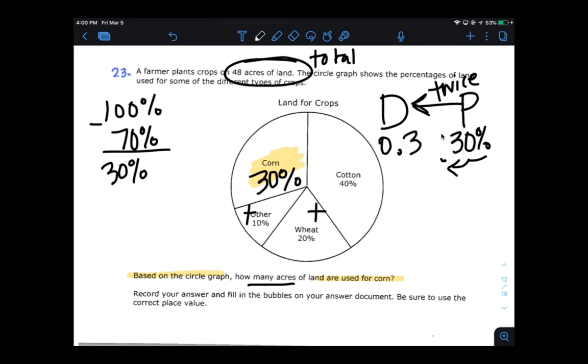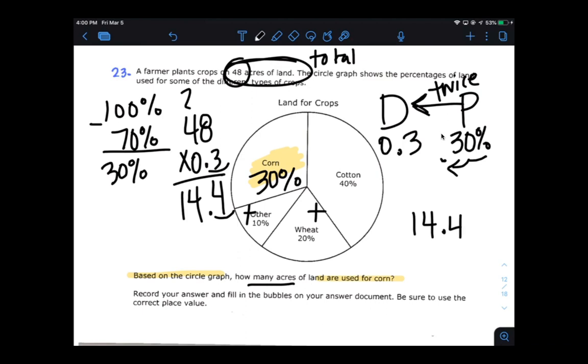And then after that, I multiply 0.3 times 48. 48 times 0.3. 3 times 8 is 24. You carry 2. 3 times 4 is 12, and 2 is 14. So we have 1 decimal place. So we have 14.4 acres for corn, right?